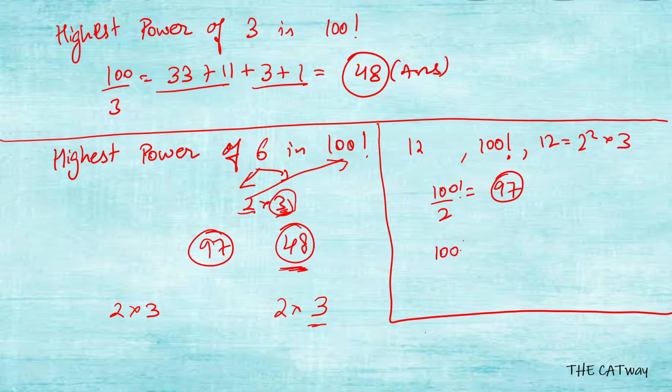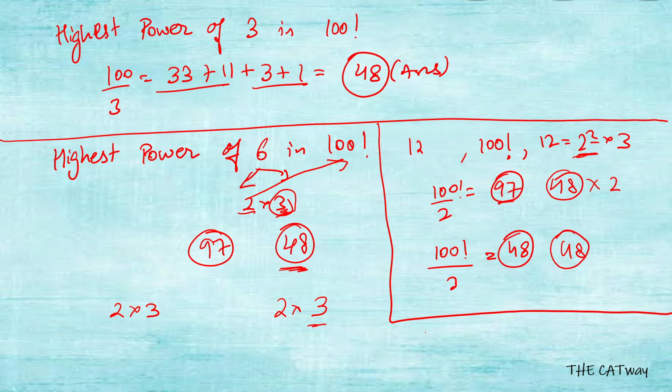And we know that in 100 factorial, the highest power of 3 is 48. But in this case, for every 12, we need two twos. So for two twos, we will make a pair of twos. So how many pairs will be made? We will be able to make 48 pairs and then one two will be left. And from here we have 48 threes. So these 48 twos will combine with 48 threes. So that means here also the answer will be 48, and both the cases are equal. So I hope you are getting it.